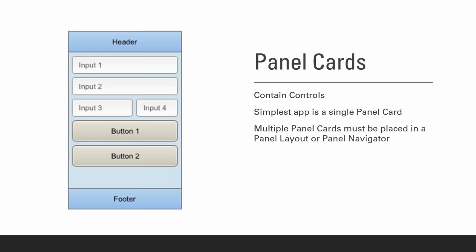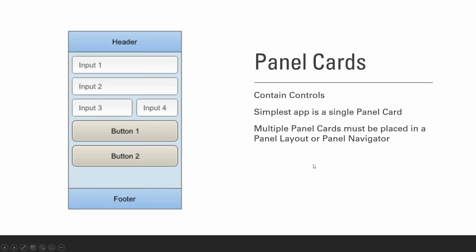You can put as many other controls in a panel card, including other types of containers. However, you cannot put a panel card in a panel card. Multiple panel cards can only be placed within a panel layout or a panel navigator. And the reason for that is that a panel card is a screen. It represents everything that's being shown. It can be part of the screen, it could be the whole screen, but you can't nest additional screens within panel cards themselves. They're basically the leaf of all the tree of layout, if you think about it like that.